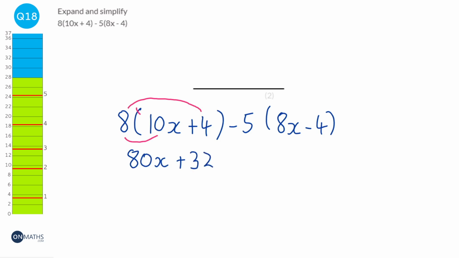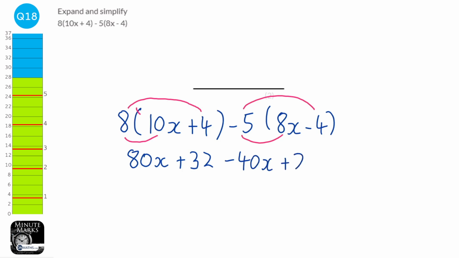Now here we've got a minus 5 on the outside. So we do minus 5 times 8x, which is minus 40x, and minus 5 times minus 4, which is actually plus 20. And a lot of students will write take away 20 there, but that is a minus 5 on the outside of the brackets there. So it's minus 5 times the minus 4 there will give you a plus 20.